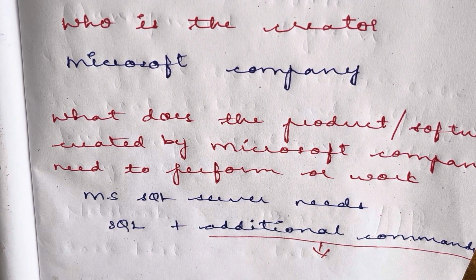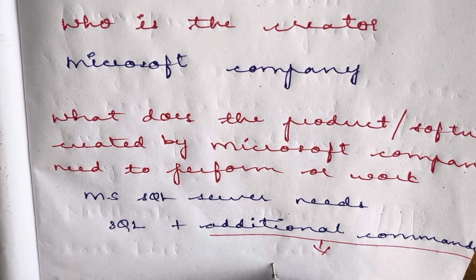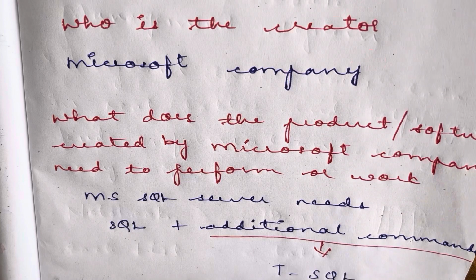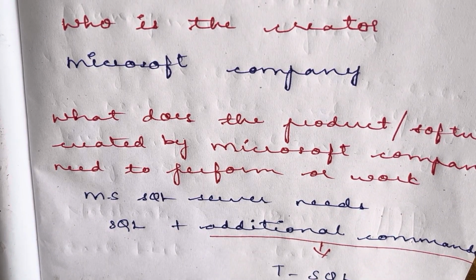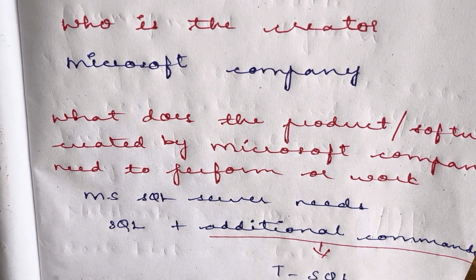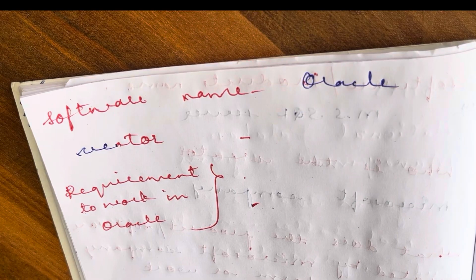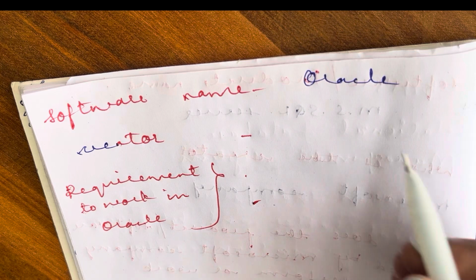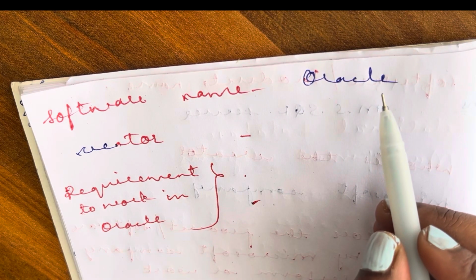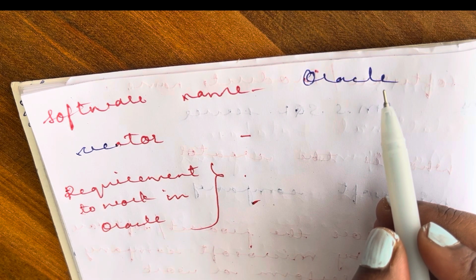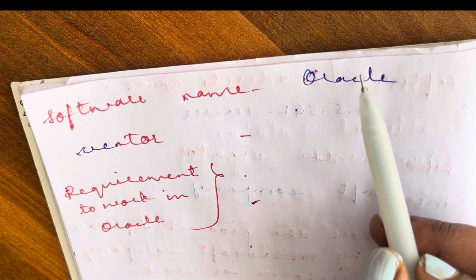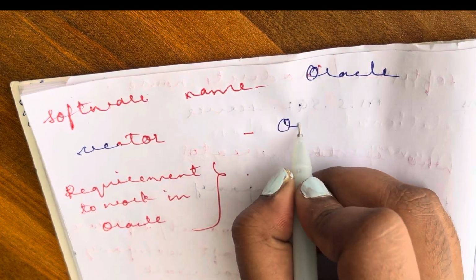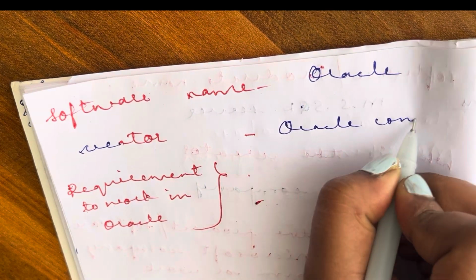So what are those additional commands? It's called TSQL. What is the full form of TSQL? It is Transact Standard Query Language. Next we are going to see about the software called Oracle. This is the product of which company? Who created this software? This software, called Oracle, is created by the Oracle company.